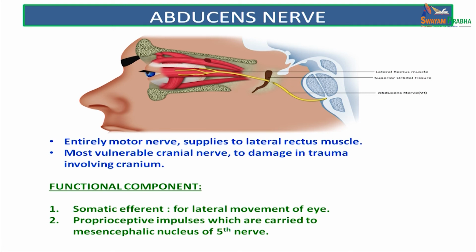The functional components of the abducens nerve are the somatic efferent fibers, which are again in line with the oculomotor nerve and the trochlear nerve, and is responsible for its supply to the lateral rectus, which has lateral movement of the eyeball. It also carries proprioceptive impulses from the lateral rectus to the mesencephalic nucleus of the fifth cranial nerve via the ophthalmic nerve, with its communication to the ophthalmic nerve within the orbit.